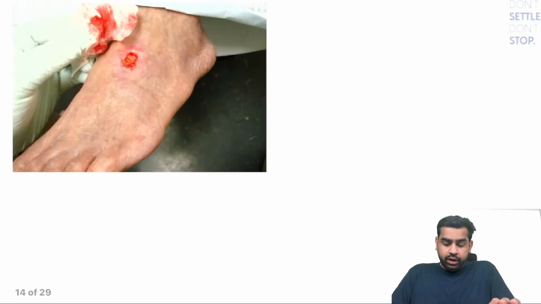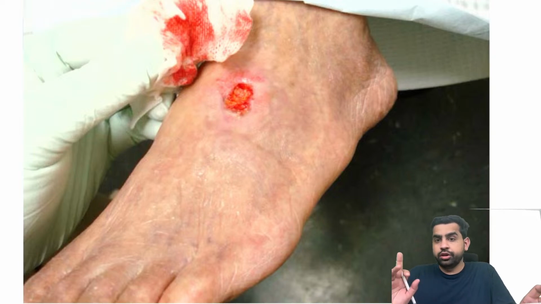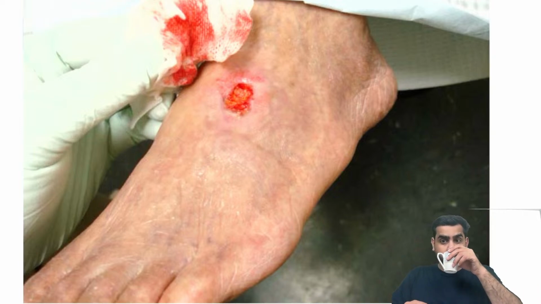Now coming to this image, I want you guys to answer. Whoever is connected with me live at this point of time, please try to answer. What do you think? What type of ulcer is this? Just look at the location and tell me, what are you dealing with? Are you dealing with an arterial ulcer, venous ulcer, tuberculous ulcer? What do you think this is?